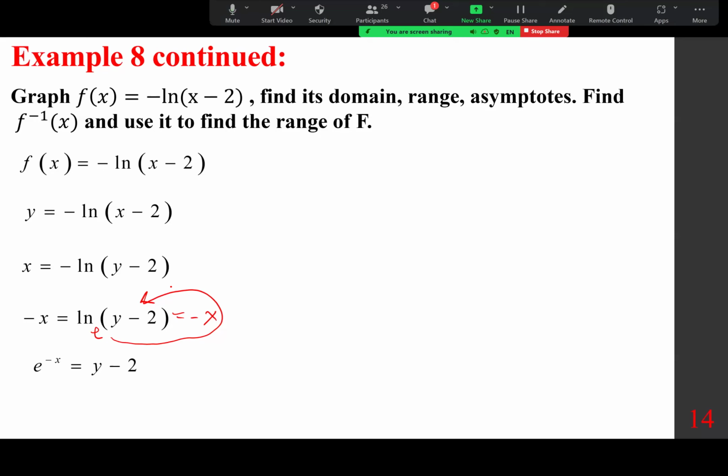Okay. And so now we want to solve for y. We move the negative 2. And we change the name to f inverse. So y or f inverse of x is e to the power minus x plus 2. So given y or f of x equals minus ln of x minus 2, its inverse is e to the power minus x plus 2.